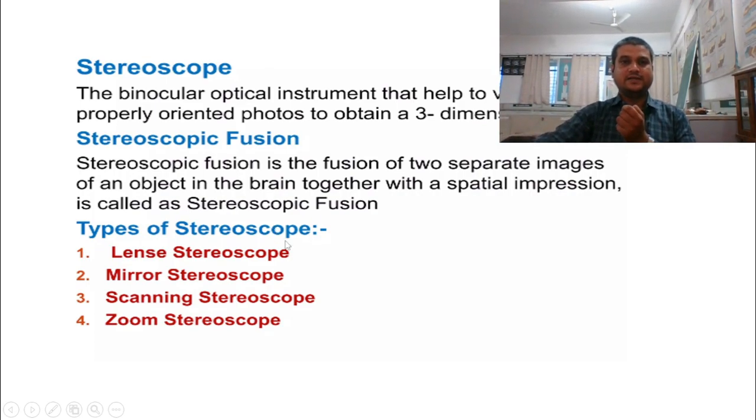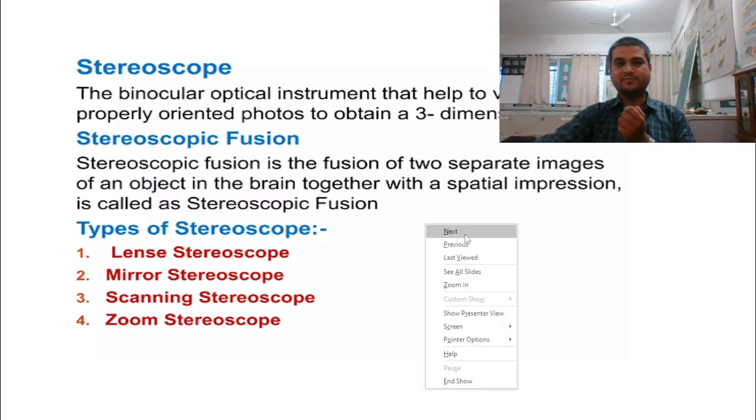Then the types of stereoscope: the lens stereoscope, that is the simple pocket stereoscope, then the mirror stereoscope, scanning stereoscope and zoom stereoscope. Let's see one by one the image and the working principle of each stereoscope.